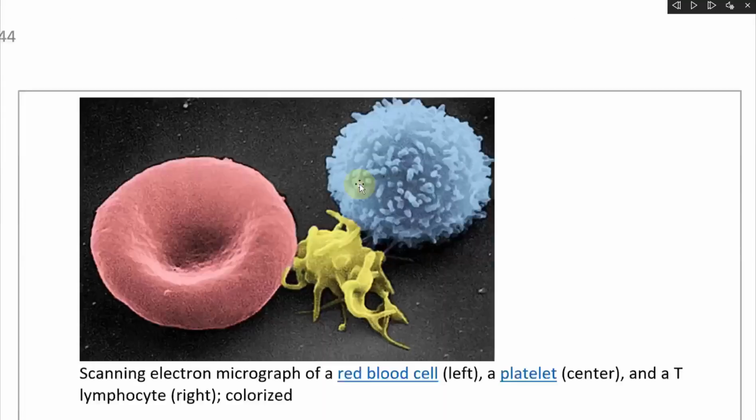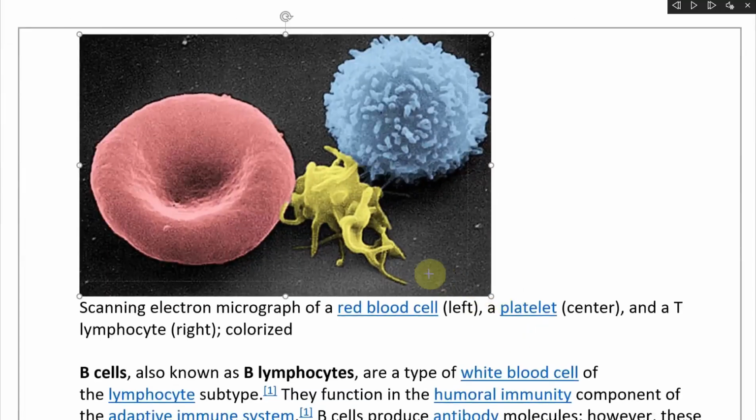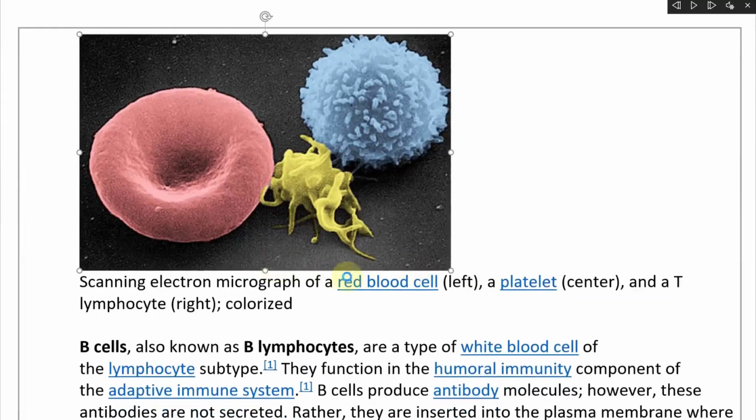And let's continue further. Here's a size comparison: a scanning electron micrograph of a red blood cell on the left, a platelet in the center, and a T cell, a T lymphocyte, on the right, colorized just to show the contrast. All right, that's pretty amazing stuff there. So that's a platelet, for blood clots and so on, the red blood cell, and this right there.